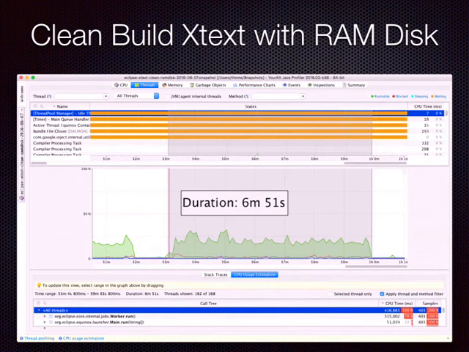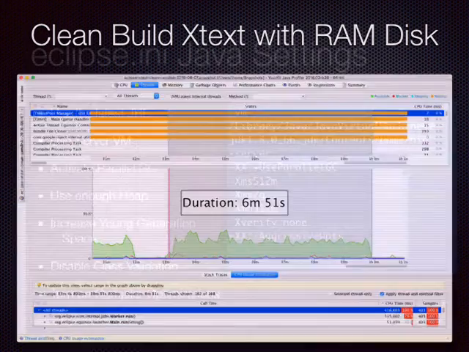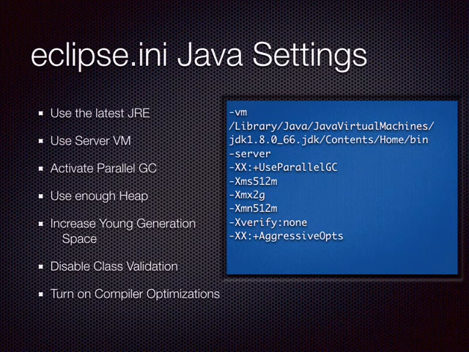So the next thing that you can do is do something about the startup. Tweak the Eclipse IDE settings. Of course, you should use the latest JRE. Java is always improving in performance. Then you should use the server VM with the server flag. And I personally use the parallel GC. I've got some good experience with that.